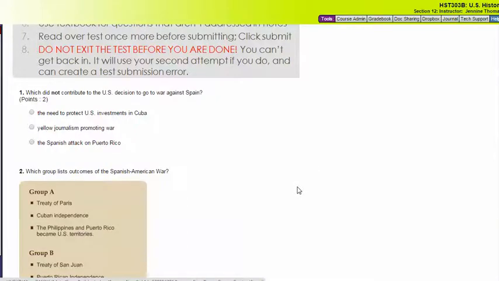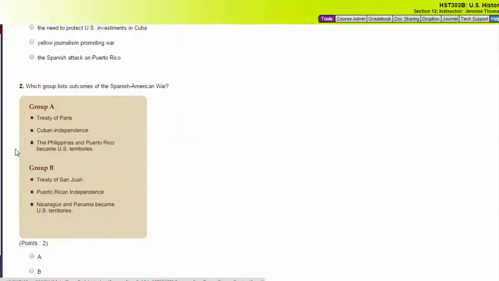Okay, I'm going to begin by reading the questions and the answer options that go with them. Number 1, which did not contribute to the U.S. decision to go to war against Spain? The need to protect U.S. investments in Cuba, yellow journalism promoting war, or the Spanish attack on Puerto Rico?